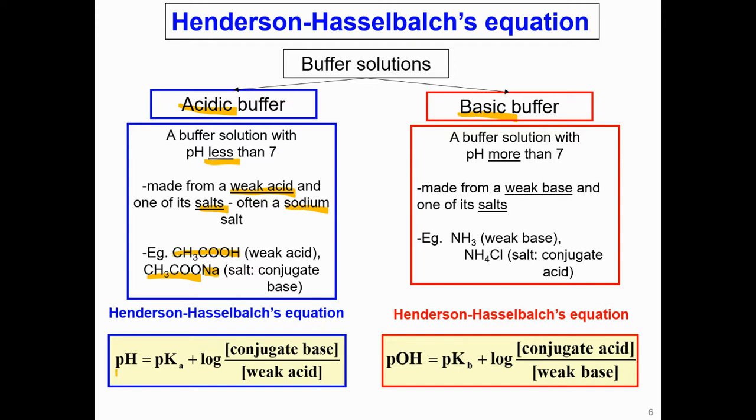Henderson-Hasselbalch equation. We want to calculate the pH of the buffer solution using Henderson-Hasselbalch. We cannot straight away use pH equals negative log H3O plus, because it is a buffer solution. So what we do is we use pH equals pKa plus log conjugate base over weak acid. The same goes for basic buffer. It is a buffer solution with pH more than 7. It is made of a weak base and its salt, for example, ammonia and ammonium chloride. For basic buffer, we calculate pOH. We do not use negative log OH minus. We use the Henderson-Hasselbalch equation to calculate the pOH of the basic buffer solution: pOH equals pKb plus log conjugate acid over weak base.